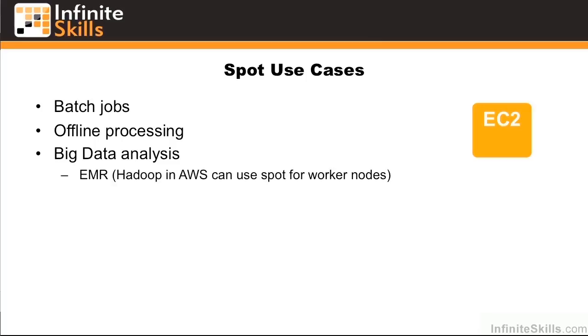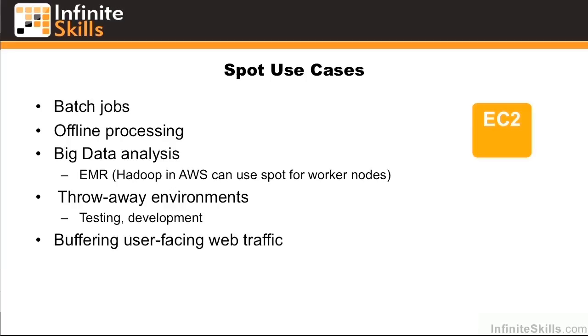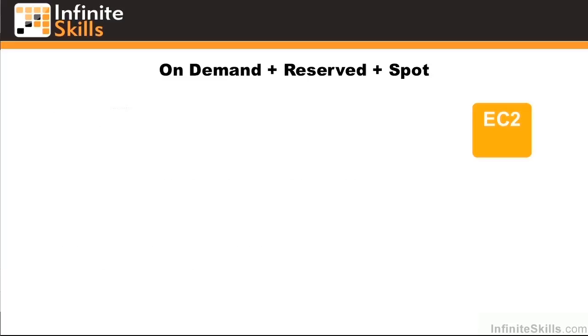EMR or Elastic MapReduce, which is essentially Hadoop in AWS, can use Spot for the worker nodes, saving a ton of money. You can also use it for throwaway environments, such as testing and development. You can also use it for buffering user-facing web traffic. This is a very advanced use case, but let's explore it next.